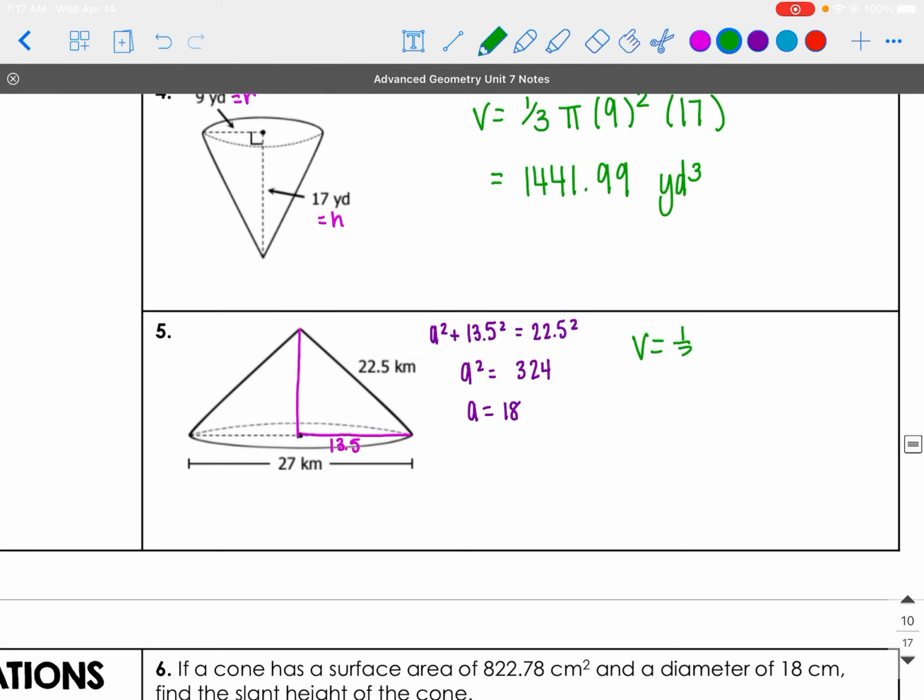So volume is 1/3 pi r squared h. One-third times pi times 13.5 squared times 18. And we get 3,435.33 kilometers cubed.